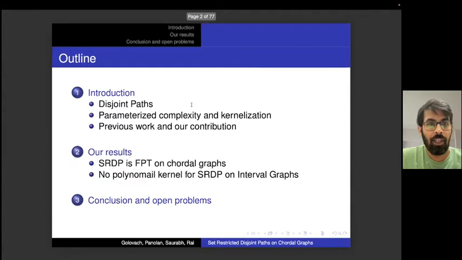First I'll give an outline of the talk. I'll introduce the problem, disjoint paths and set restricted disjoint paths. Then I'll give a brief overview of the area of parameterized complexity and kernelization. Then I'll talk about the previous work that has been done on this problem in the parameterized complexity area. Then I'll go slightly deeper into the results and briefly talk about the techniques that we use to arrive at the results. And then I'll conclude with the open problem.